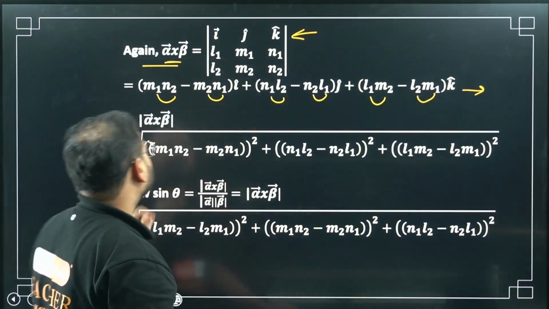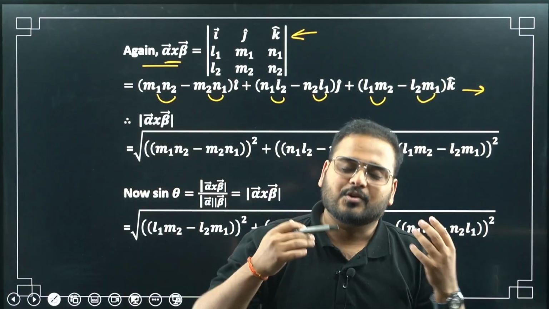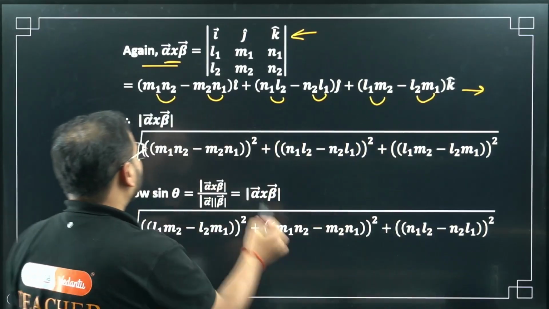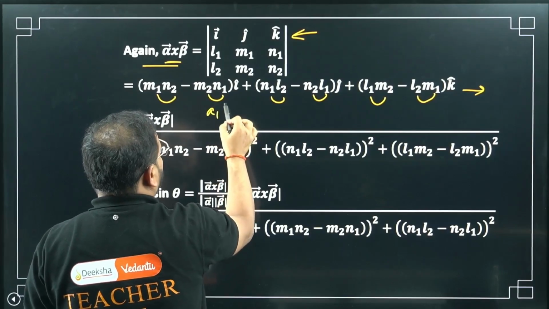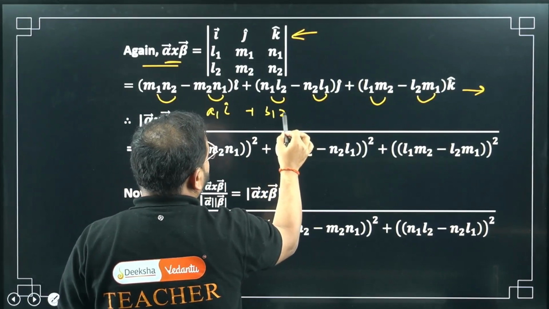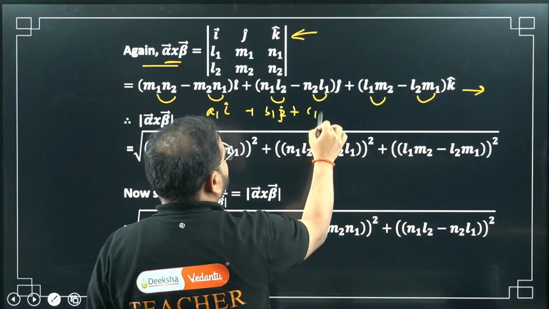Once you do that, what are you going to get? We know that the cross product of two vectors is always going to be a vector. So you're going to end up with another vector, right? Let's say it'll be A1 i cap plus B1 j cap, whatever it is, plus C1 k cap, right?